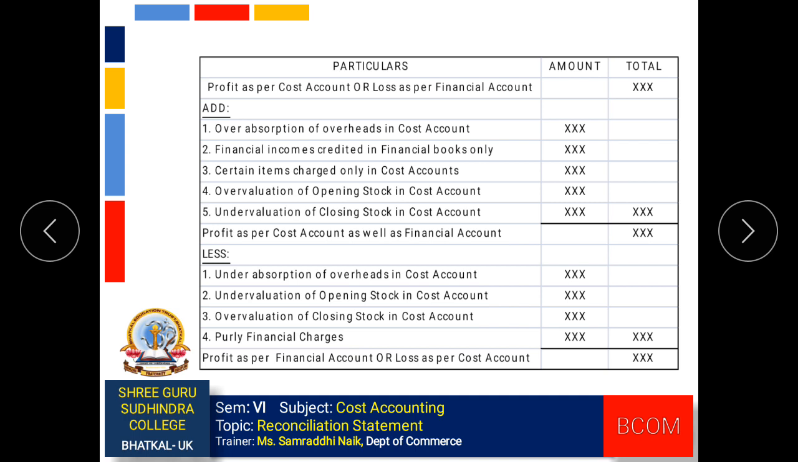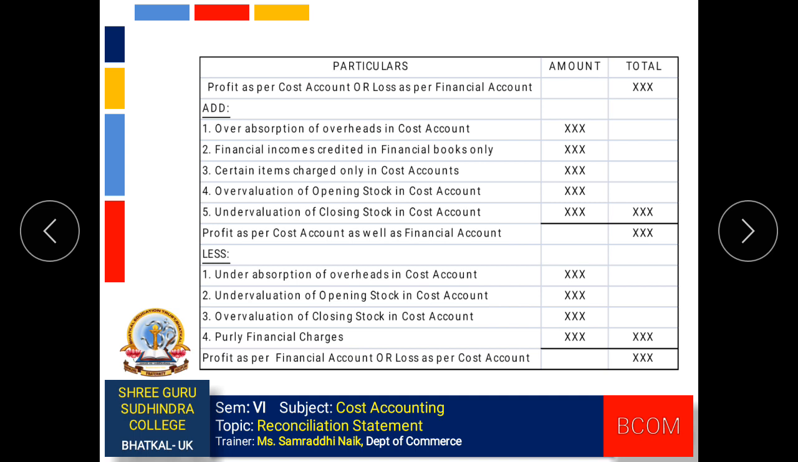To overcome this mistake, we add over absorption of overhead in cost account. Second one, financial income credited in financial book only. Some financial income such as rent receivable, interest received, commission received, etc., are recorded only in financial account. As such financial incomes are not recorded under cost account, profit decreases. So we must add financial income credited in financial book only.